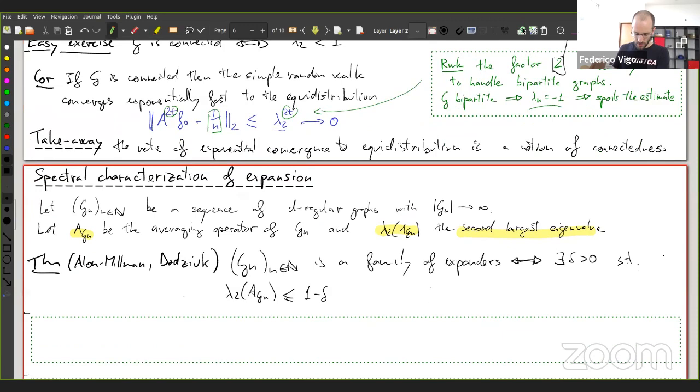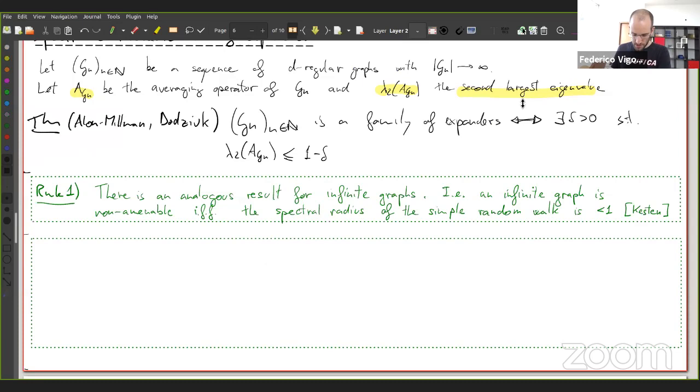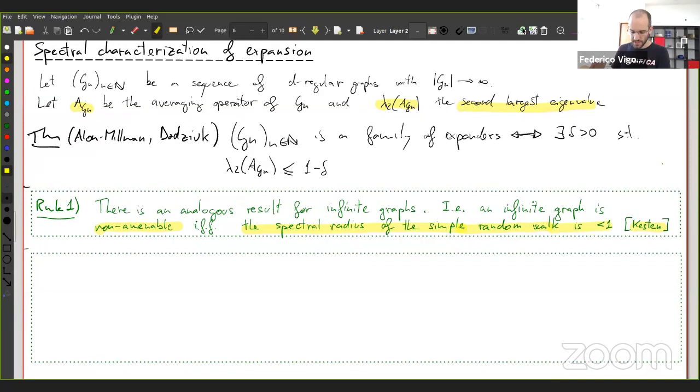So we have our spectral characterization of expansion, and I have a couple of remarks to make. The first remark, which some of you will find interesting and the others should not care, is that there is an analogue of this theorem for infinite graphs. And this analogue is just telling you that the infinite graph is non-amenable if and only if the spectral radius of the simple random walk is strictly less than one. And this is Kesten's characterization of non-amenability. So you can see this theorem as the finitary version of Kesten's theorem. And also the proof is quite similar. So if you know the proof of Kesten's theorem, then you can adapt it to prove this other theorem.